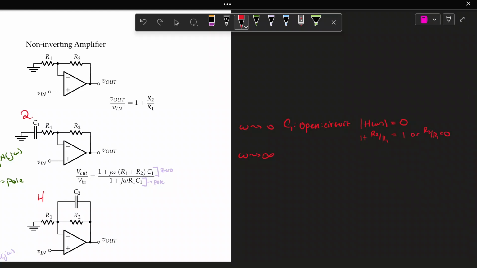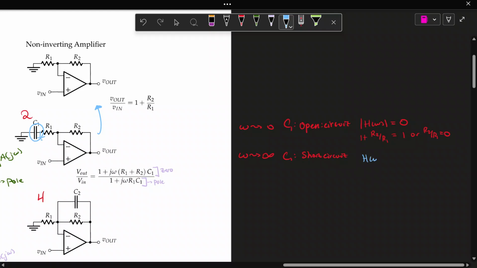Now, what happens when omega approaches infinity? Well, then the capacitor will become a short circuit, and it resembles this up here. You can replace this capacitor with ground, and it's the exact same circuit as the one above. So then we have a gain H of omega equal to 1 plus R2 over R1, or magnitude in decibels equal to 20 log of 1 plus R2 over R1.